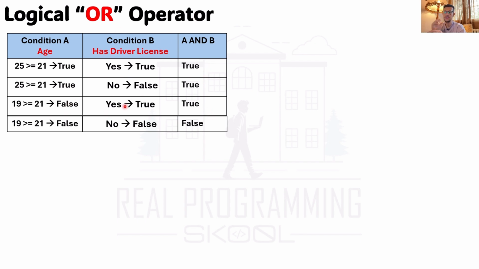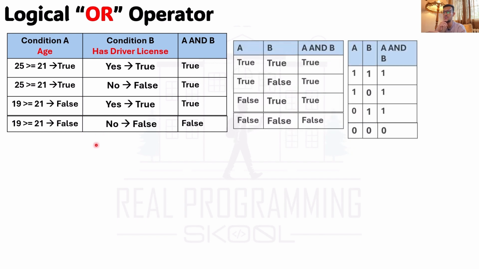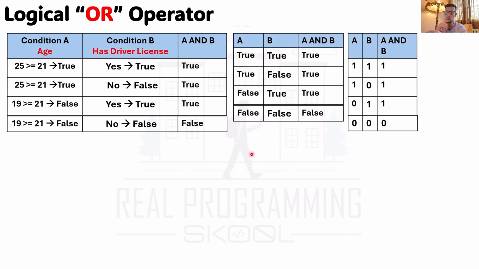But here, false and false will also give me false, because now none of them is true. All right, and this is like the previous slide: true and true gives me true, true and false gives me true. Why? Because we want just one condition to be true in our operator to give me true. False and true gives me true, false and false gives me false. And here it can be represented differently now: 111, 101, 011, 000.